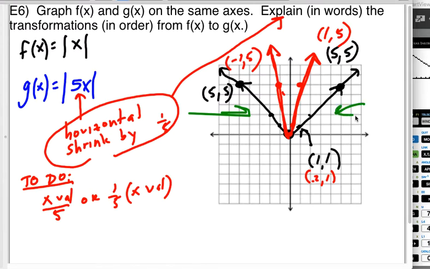You're pushing it in from the sides, and when you push those black branches in, it also forces them up, and that's why it ends up looking like the red graph that is a skinnier V, okay? So again, it's a horizontal shrink by 1/5, but it inadvertently also causes a vertical shrink. All right, or I'm sorry, a vertical stretch.